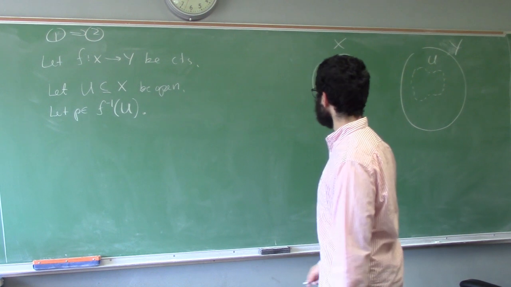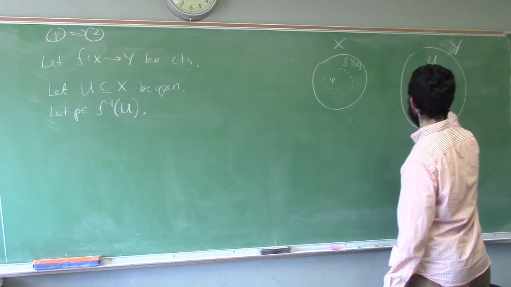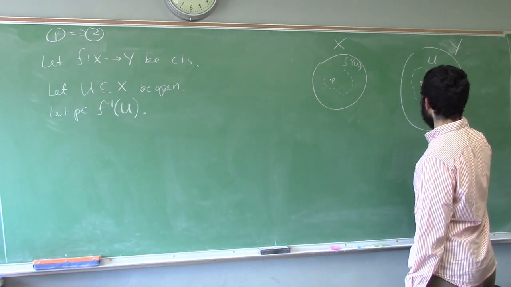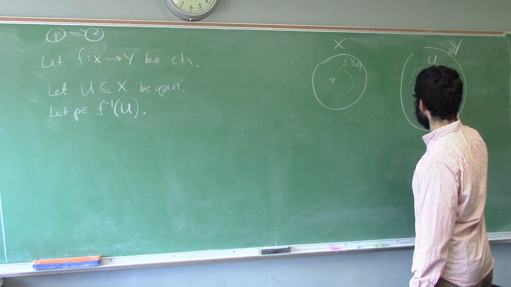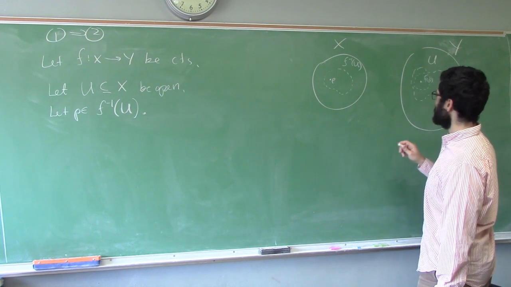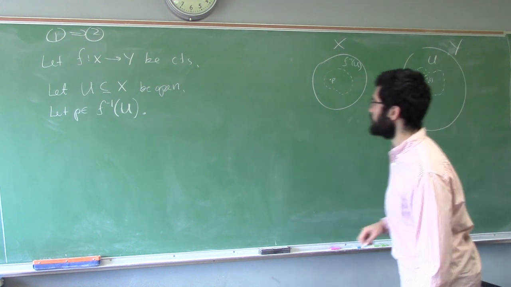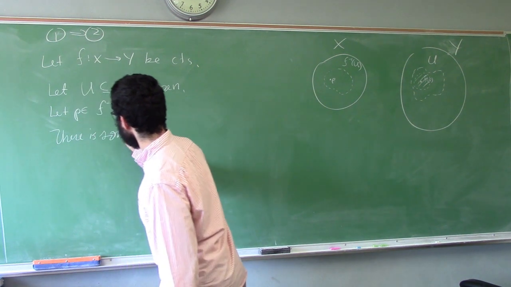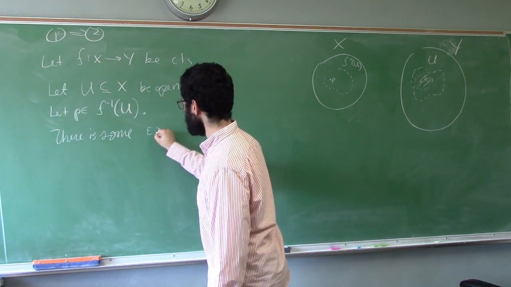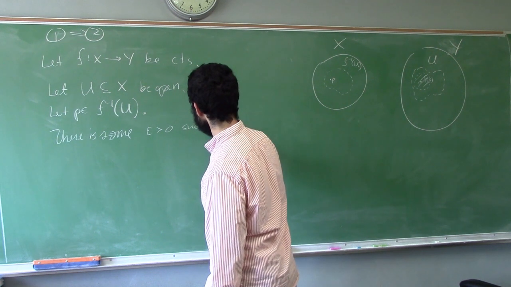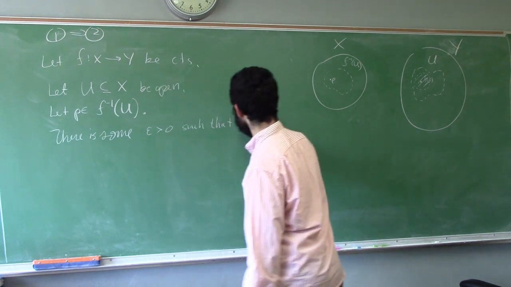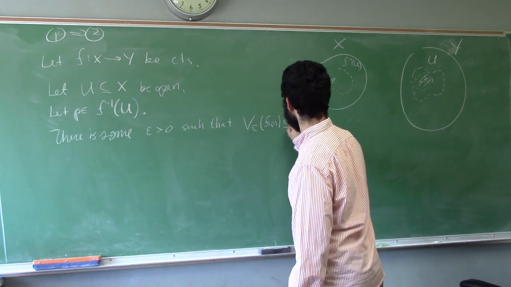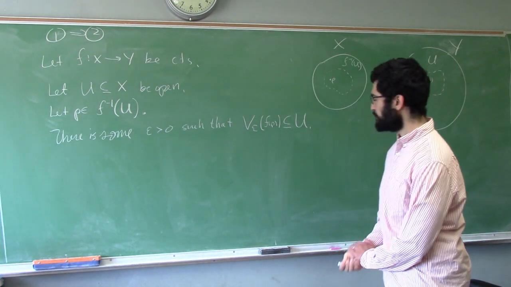Now finally I can use continuity. So f of P is somewhere in U. After all, that's what it means to say P is in the preimage of U. And U is open, so that means there's some ball of some positive radius that's fully inside U and that contains f of P. So there's some radius, let's call it epsilon, so that the ball of radius epsilon centered at f of P is contained in U.